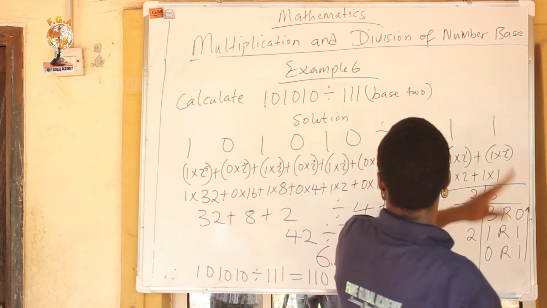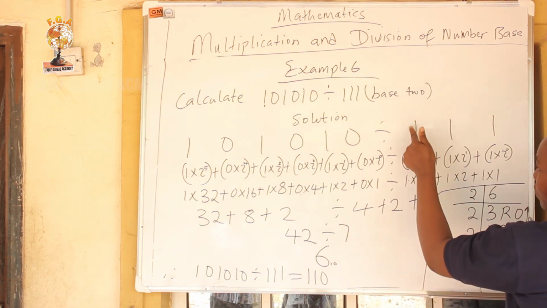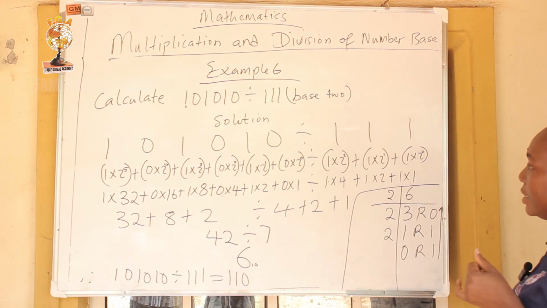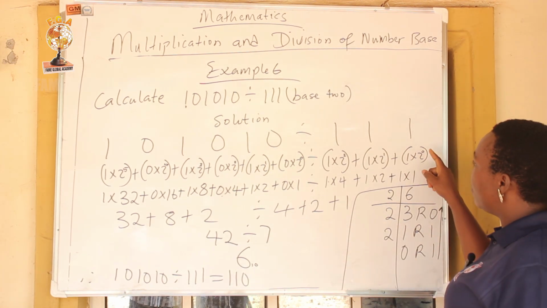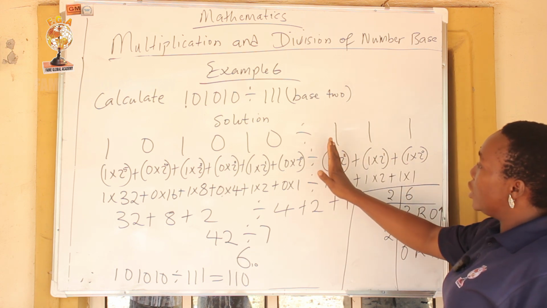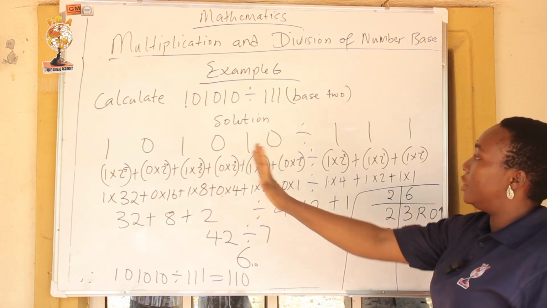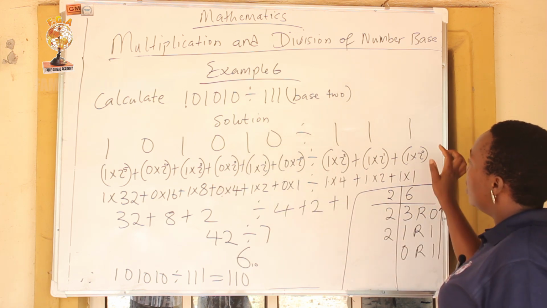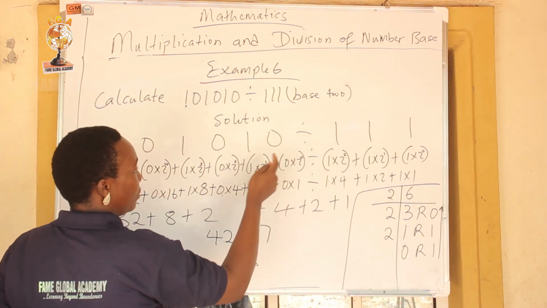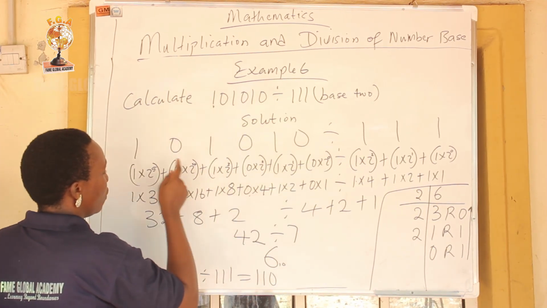Then we come to this other part, 111. So you have 1 times 2, 1 times 2, 1 times 2. And when you have finished expanding it, you put your power starting from the last one. So from the last one, we have 0, 1, 2. This one will end. You don't continue it because this is a different number. So this one is 0, 1, 2. Then this one will also start from 0, 1, 2, 3, 4, and 5.